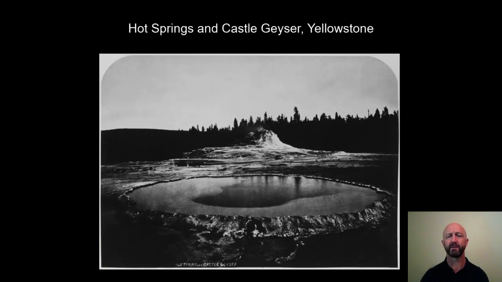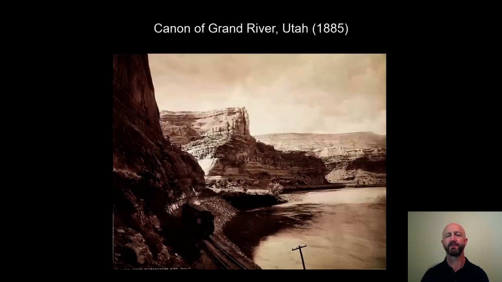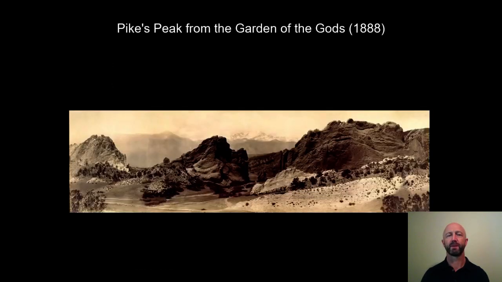So what did he get famous for picturing? Again, primarily Yellowstone. So this is the hot springs and Castle Geyser at Yellowstone, still around today in a mammoth print here. Pulpit Rock in Echo Canyon, Utah. So the beauty of this landscape. You can see the figures off to the right-hand side establishing the scale. The Canyon of the Grand River in Utah from 1885. Pikes Peak from the Garden of the Gods, 1888, panoramic image.